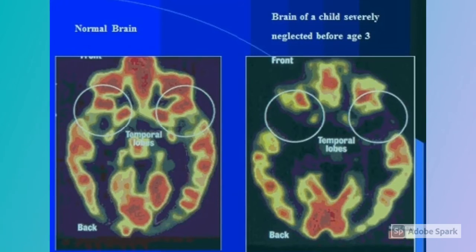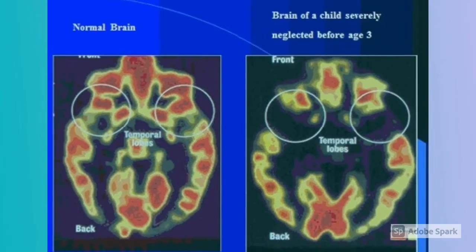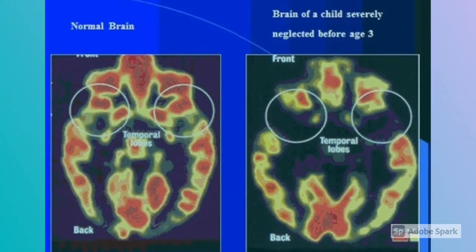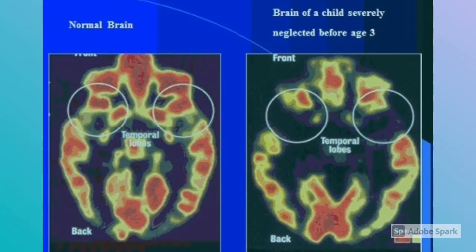RAD is a disorder in brain development. In brain scans, the temporal lobe does not develop correctly due to neglect. Improper growth of the temporal lobe affects emotions and senses. The lack of growth will cause emotional and cognitive issues such as RAD.